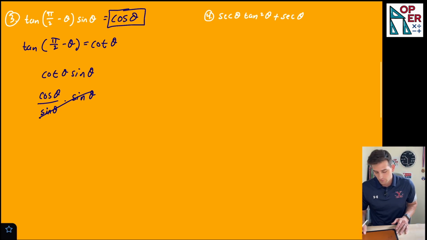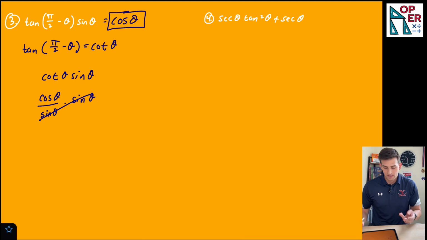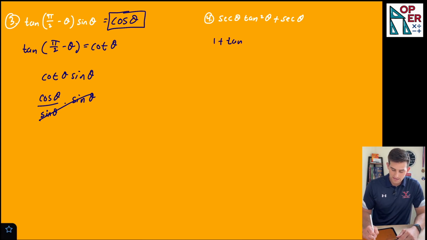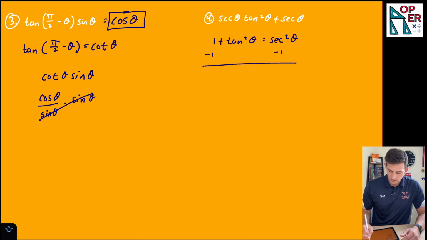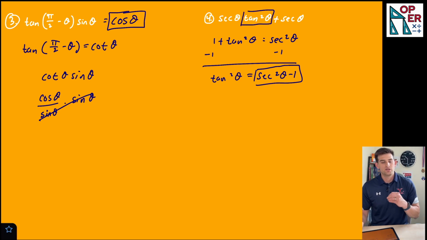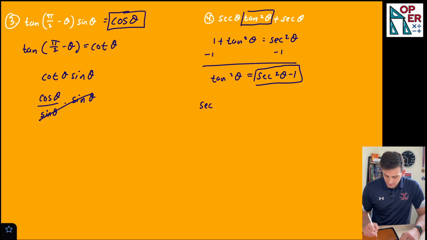All right, in our last example, number 4, we have secant theta times tangent squared theta plus secant theta. I noticed the tangent squared theta in there, and we do have an identity that tells us that 1 plus tangent squared theta is equal to secant squared theta. If I want to solve that for tangent squared theta, I could just subtract 1. So now we get tangent squared theta is equal to secant squared theta minus 1. I'm going to take secant squared theta minus 1 and plug it in right here for tangent squared of theta. So now we would have secant theta times secant squared theta minus 1 plus secant of theta.